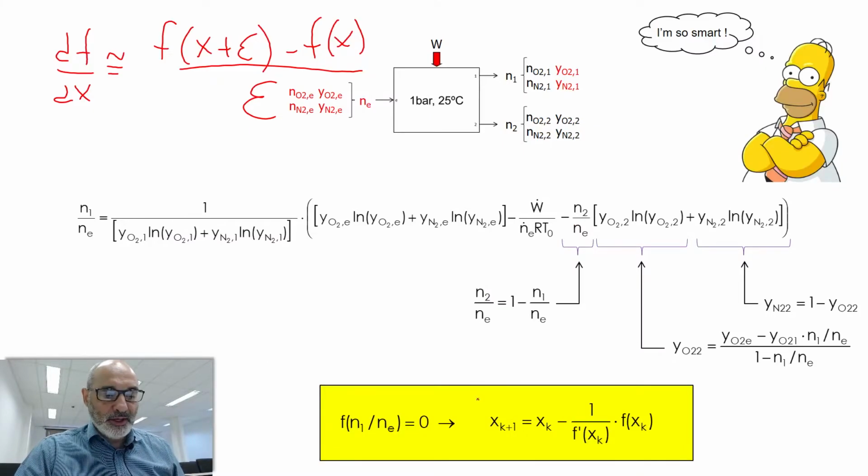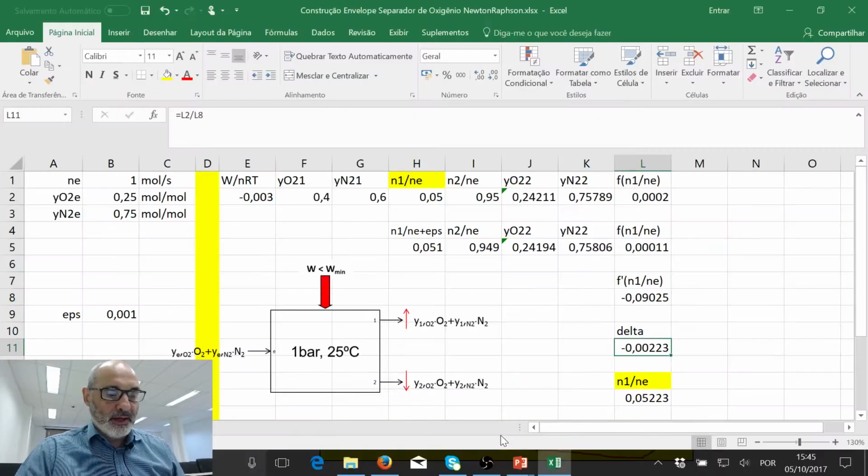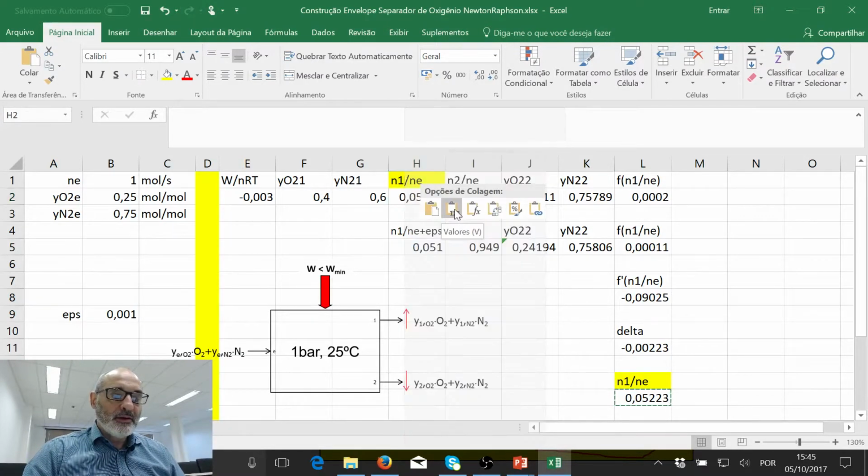Now I have everything, and I can calculate. If I apply this formula here, I can calculate a new estimative for my variable, my unknown. And this new estimative is here. I started with 0.05, and the first iteration gave me back 0.05223. What I have to do is to copy this number and inject it here.